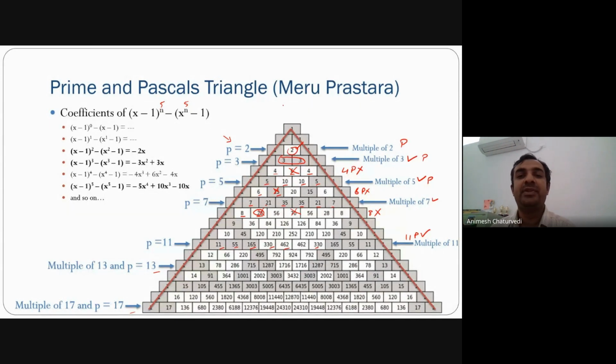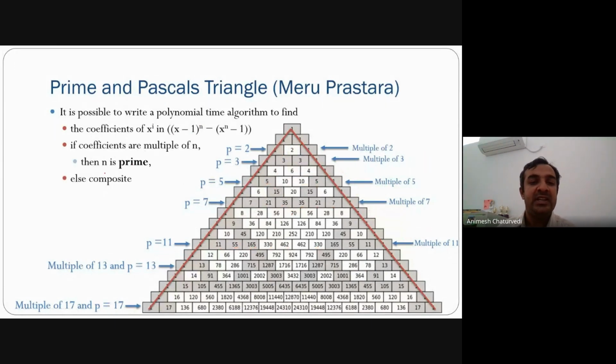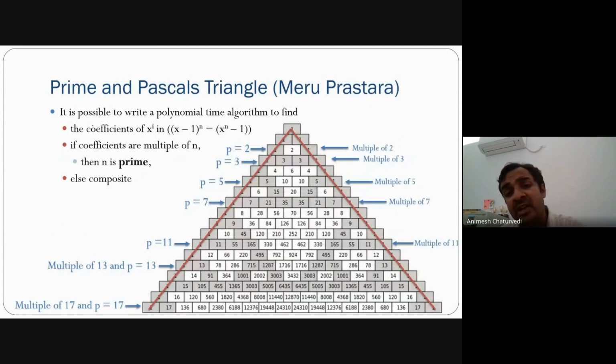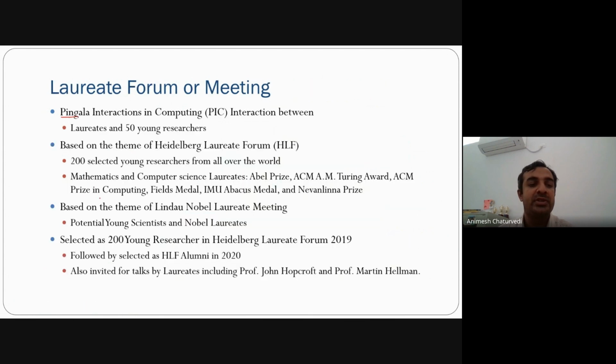So this type of thing was related to Meru Prasthara, and this theory was given by Pingla. Coming to the modern world, I hope it has been clear how to find out whether a number is prime. Writing these algorithms is easy, since you have already written the Pascal triangle algorithm, so it's easy to write this algorithm and find out whether a number is prime or composite.